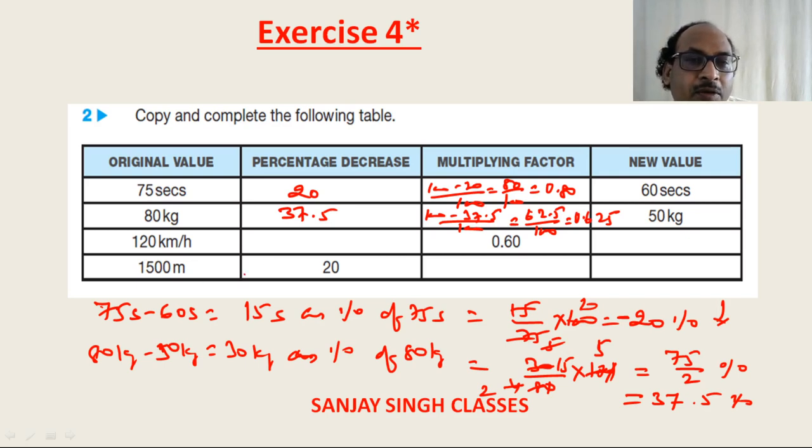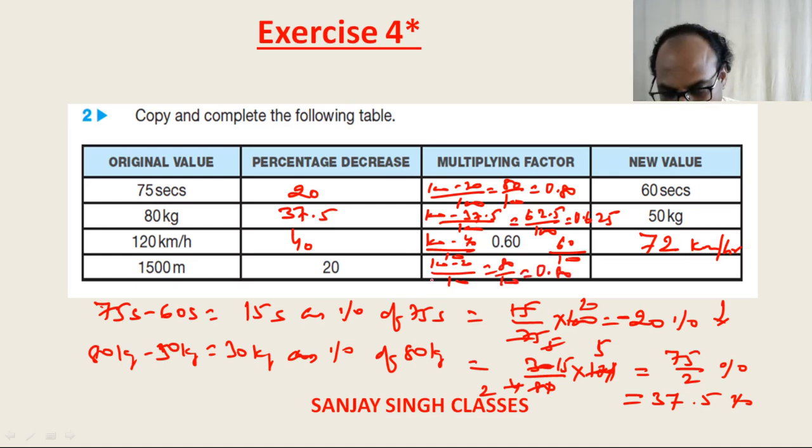Right. Similarly, 120 km per hour is there, and the multiplying factor is given as 0.60. It means 100 minus 40 by 100, which gives us 60 by 100, and 0.60 is the multiplying factor. So the percentage decrease that has taken place is 40%. Now we can find the new value with 0.60. So this is 72 kilometer per hour. Similarly, 1500 is there and the percentage decrease is 20%. So 100 minus 20 by 100 gives us 80 by 100, that is 0.80, and we need to multiply.